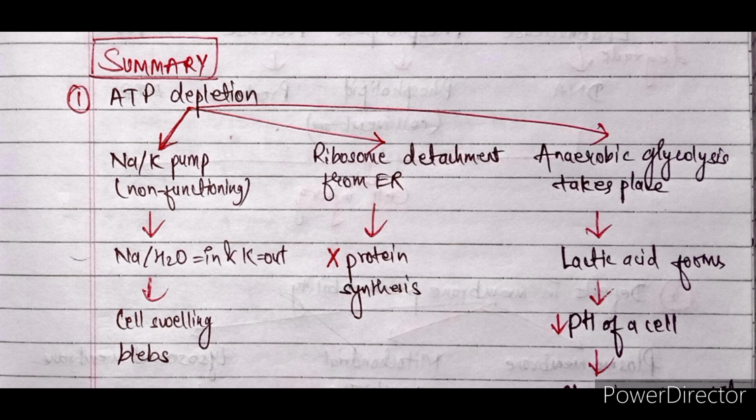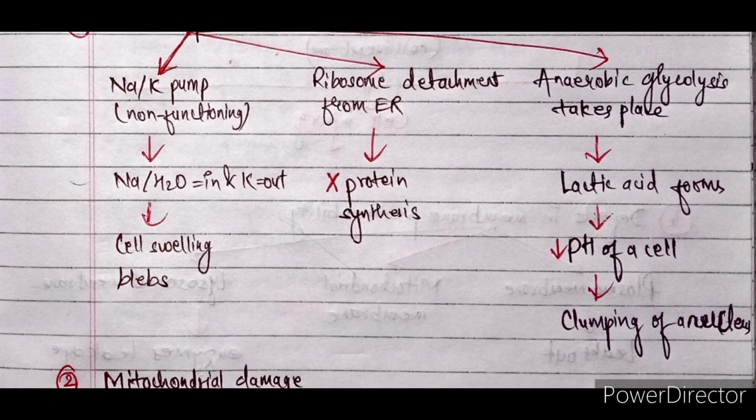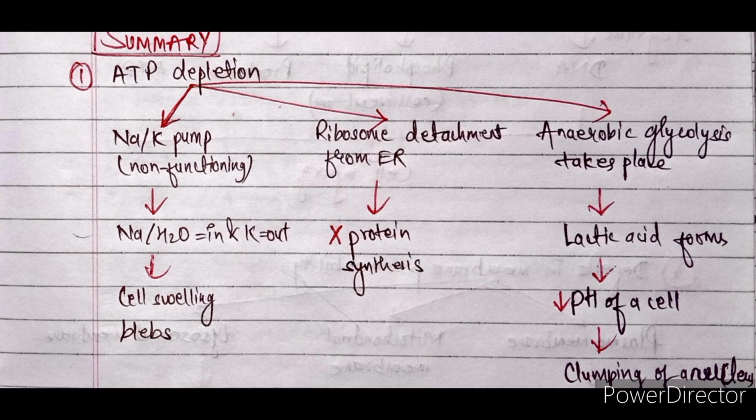Second point is the detachment of ribosome from rough endoplasmic reticulum. Due to the detachment of ribosome, there will be no protein synthesis, and hence there will be no formation of ATP. The third mechanism in ATP depletion is anaerobic glycolysis. Due to absence of oxidative phosphorylation, a cell will try to make ATP from another mechanism, that is anaerobic glycolysis, in which two ATPs are formed with lactic acid as end product in the cytoplasm. And this lactic acid will finally reduce the pH of a cell, since it is acid, and the pH of a cell will be reduced, ultimately causing clumping of the nucleus. So this was all about ATP depletion.